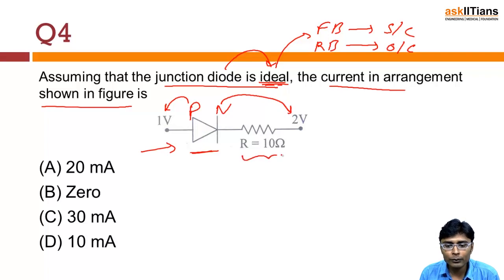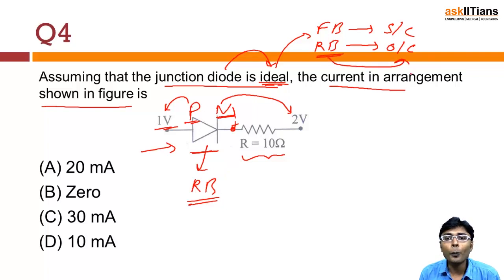There will be some drop across this resistance, even though the voltage at this point will be greater than 1 volt. Therefore we can see that the potential across the n type is more as compared to the p side. That means this is a case of reverse bias, and we know that whenever the diode is biased in the reverse bias case, we can assume it as an open circuit.